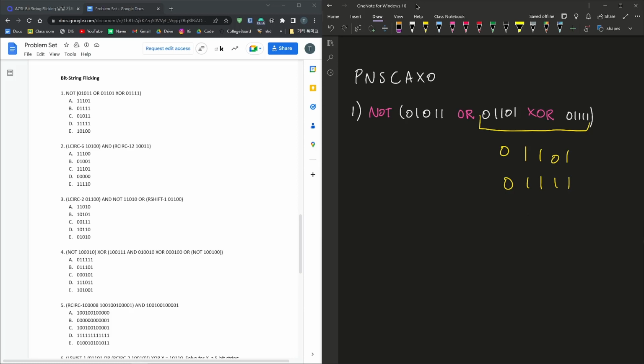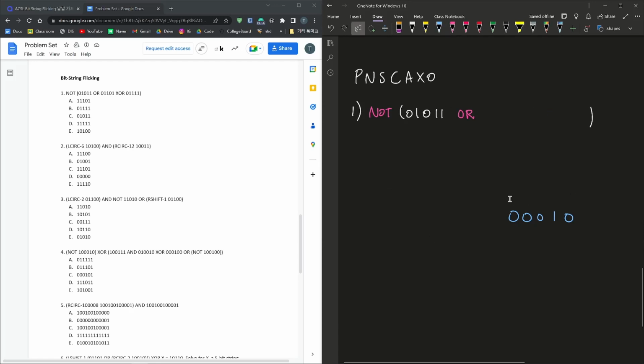Okay, let's improve our handwriting there. So what I'm going to do is take advantage of OneNote, the program that I have. We're supposed to solve this on paper, but I know. We're going to replace this with the answer that we just got. Again, inside the parentheses, 01011 OR 00010. Let's solve that.